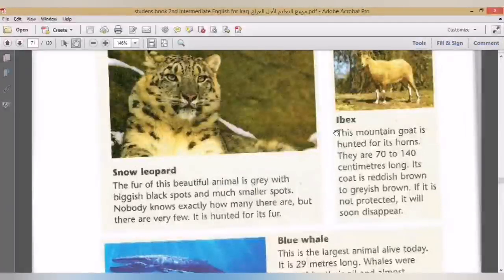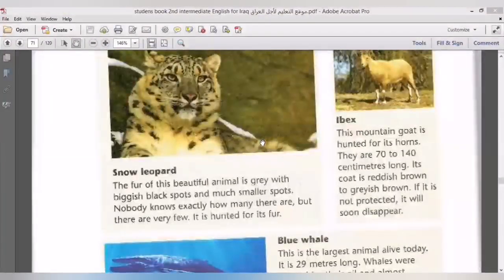Ibex. This mountain goat is hunted for its horns. They are 70 to 140 centimeters long. Its coat is reddish brown to grayish brown. If it is not protected, it will soon disappear. Blue whale. This is the largest animal alive today. It is 29 meters long. Whales were hunted for their oil and almost disappeared. Now they are protected.